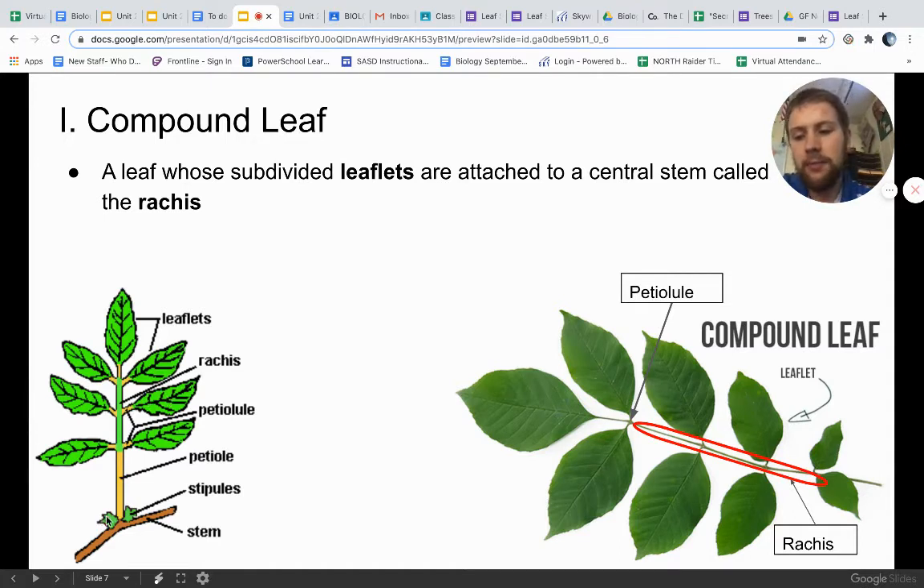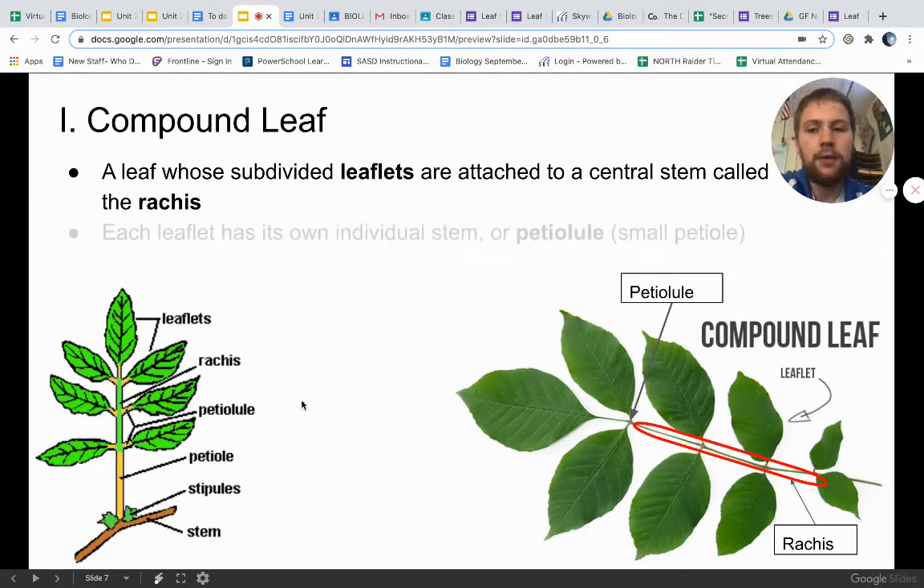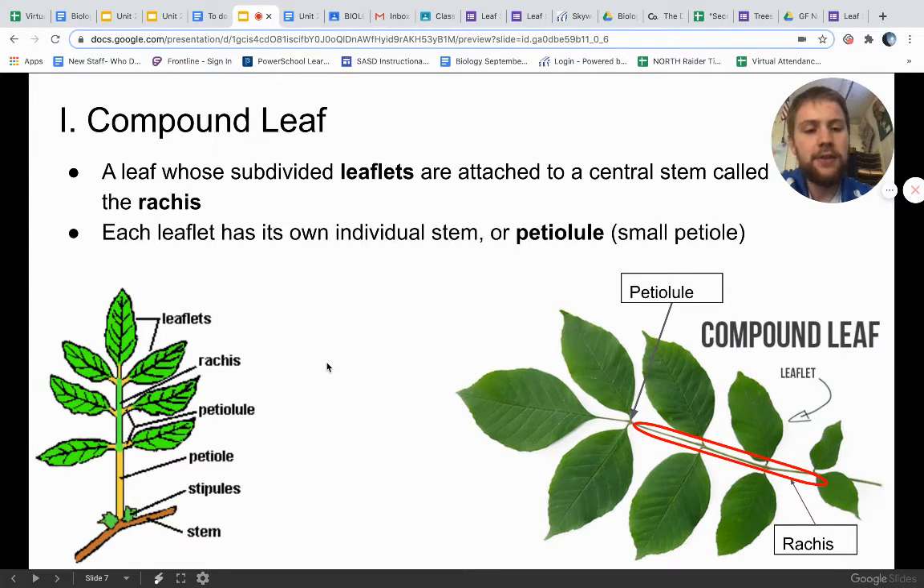Essentially, the petiole is the stem that goes from the branch to the leaflets. And once you get to the first of the leaflets, that central axis, that central stem, is called the rachis. Any of the individual stems that radiate from the rachis are called not petioles, but petiolules. Petiolules. Kind of hard to say. Essentially, a petiolule is a small petiole.